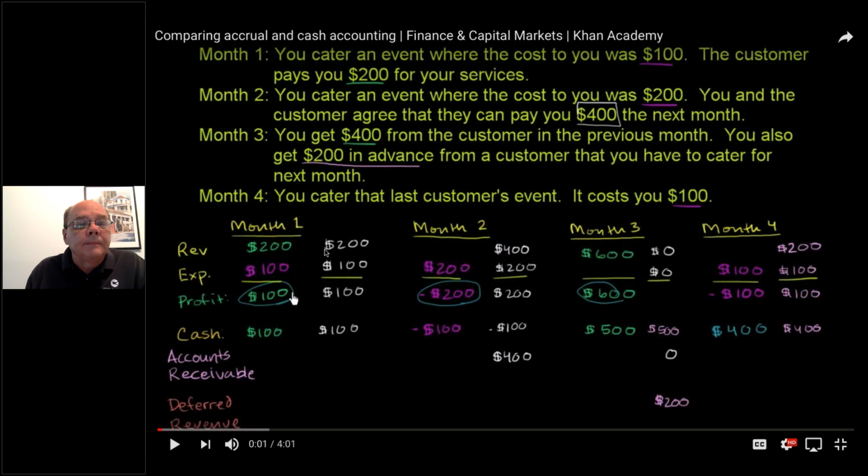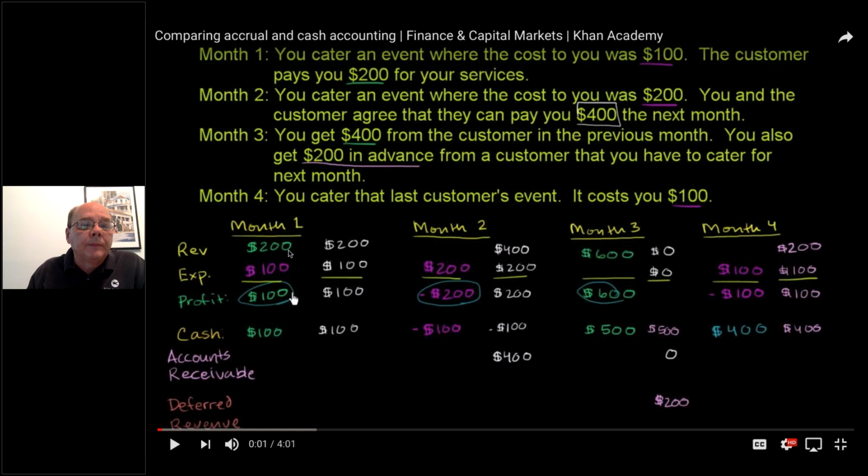So if you look at it, in the first column for month 1, these are cash basis transactions. In the second column for month 1, these are accrual basis. So you have 4 months being presented here. Now, up above, you have what transactions are taking place. And in the first month, what it's telling you is that your catering company caters an event. Your cost is $100 for the food and so forth, and your client pays you $200.